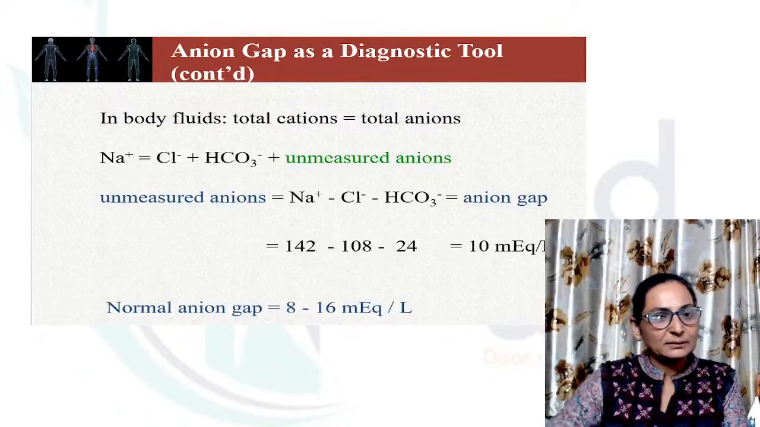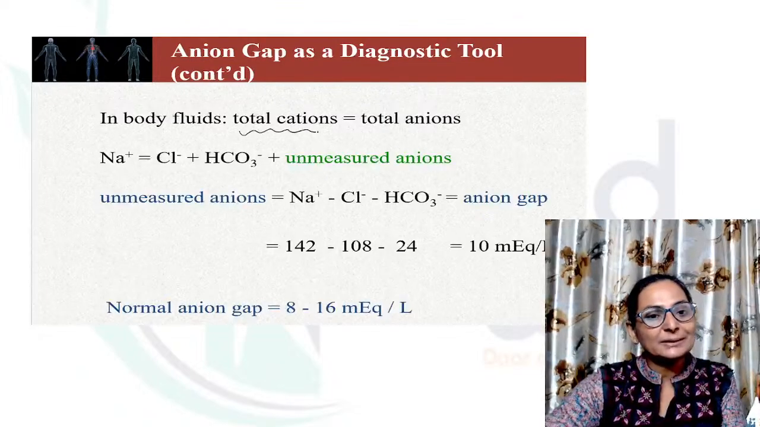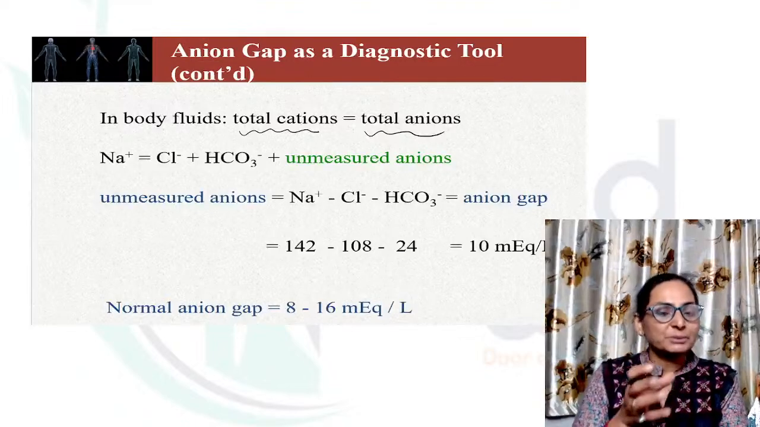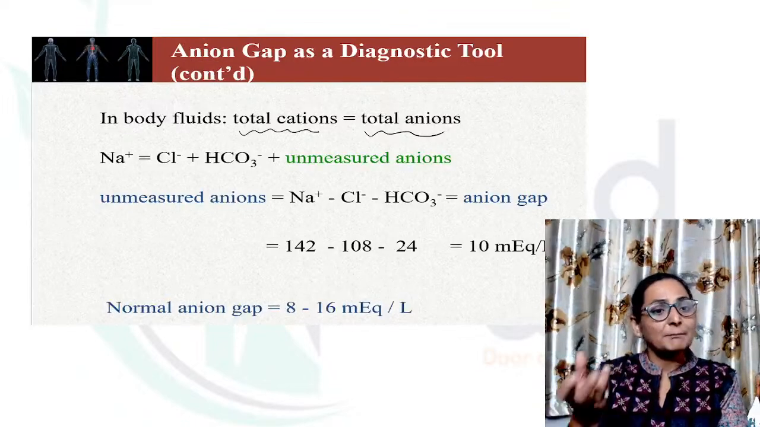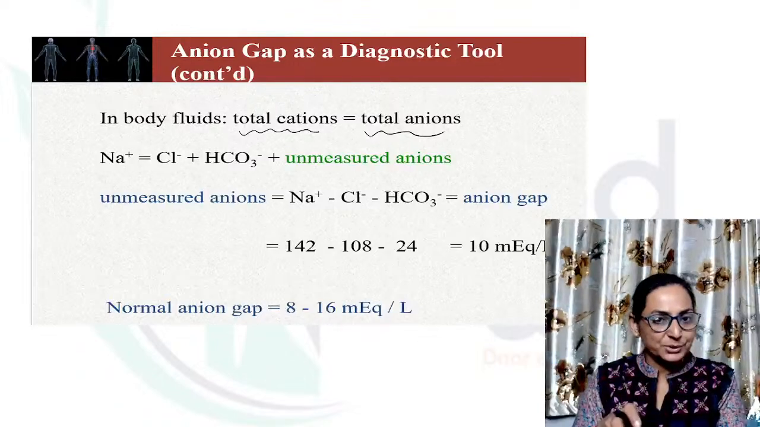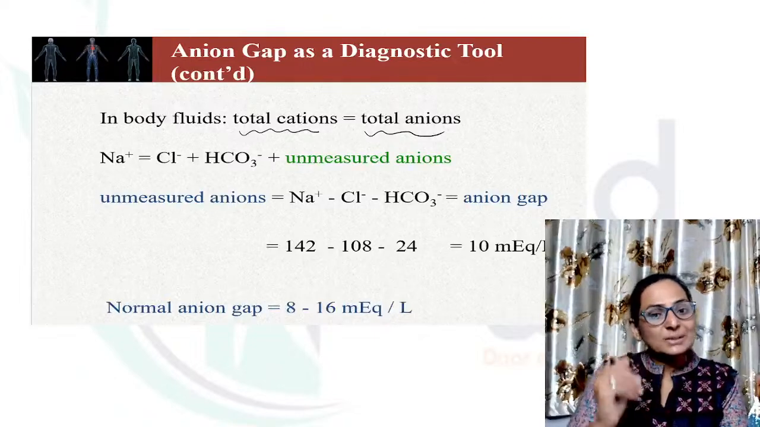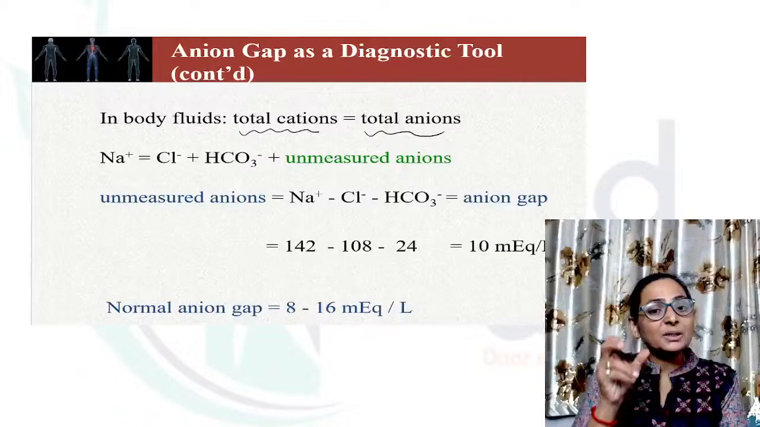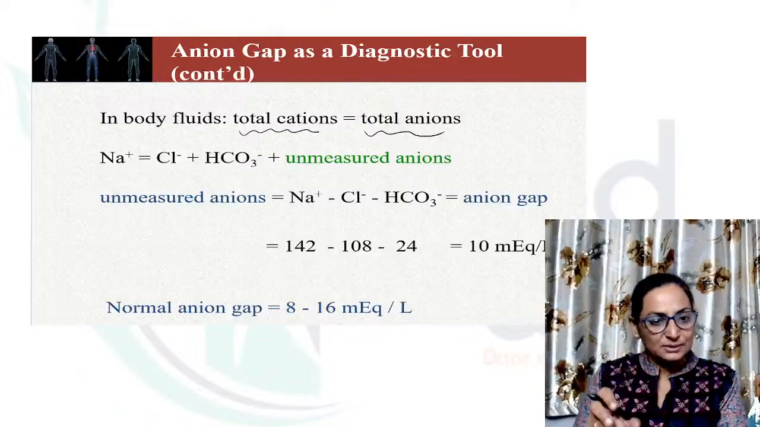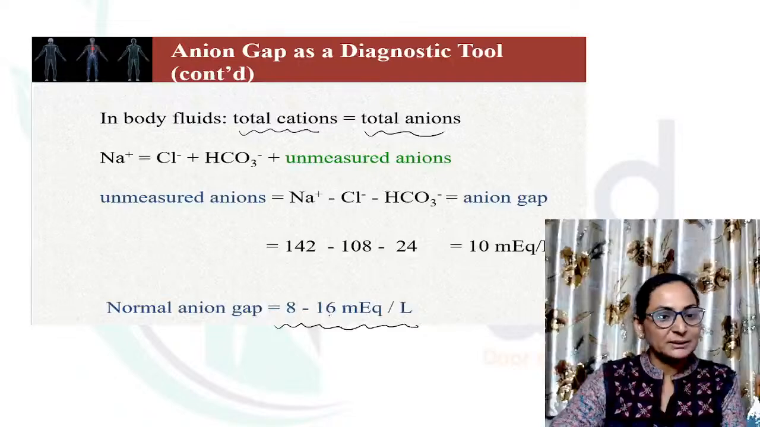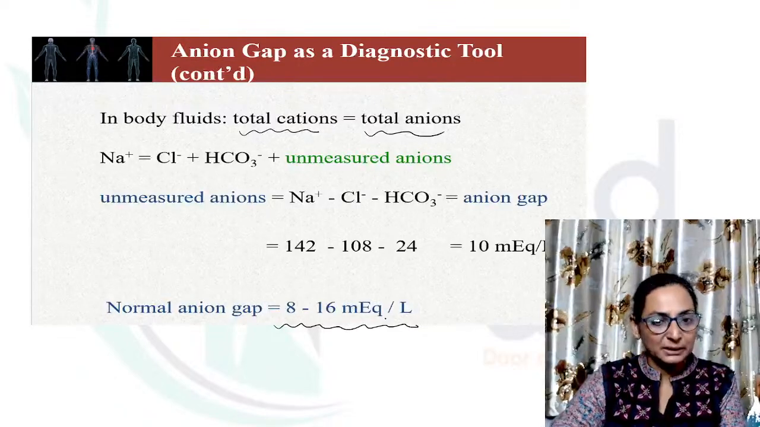Normally what we take into consideration is that the total cations equal the total anions, but we are speaking about the measured ones, that is sodium, potassium, chloride, bicarbonate, which are usually measured. How about the unmeasured anions? Those unmeasured anions are going to be raised in certain conditions. This normal anion gap is 8 to 16 milliequivalents per liter.